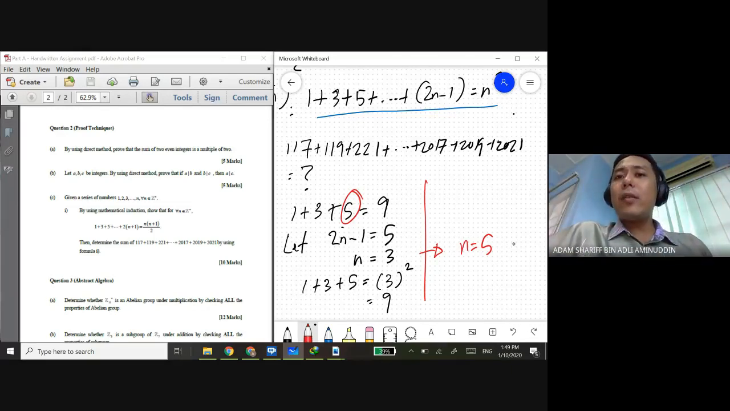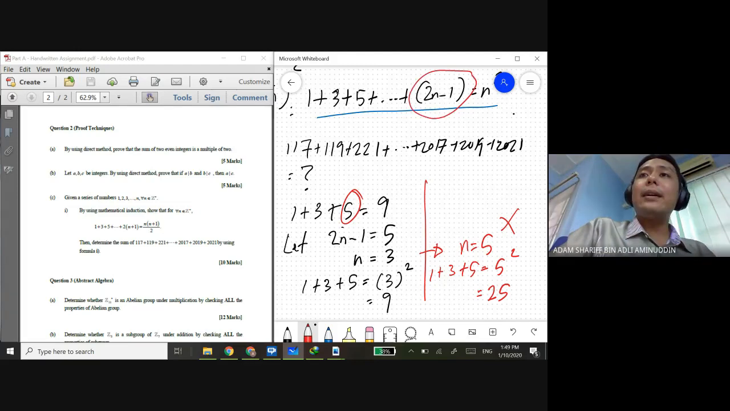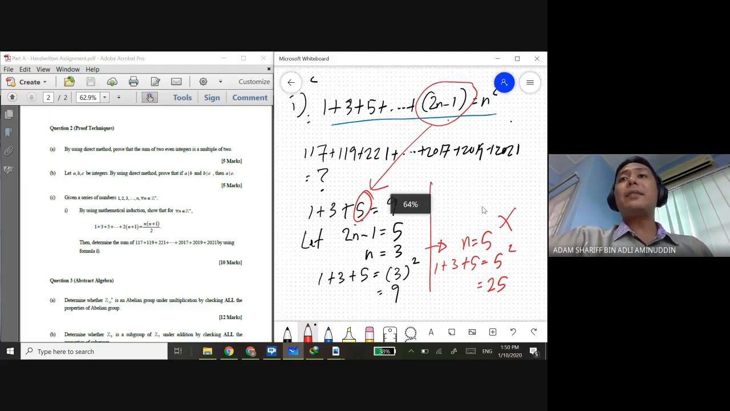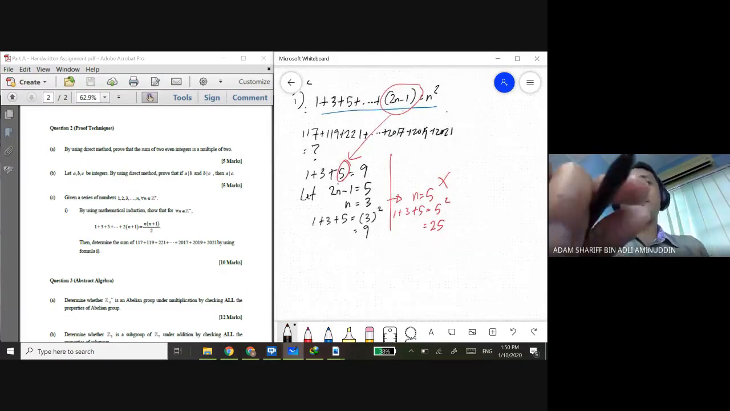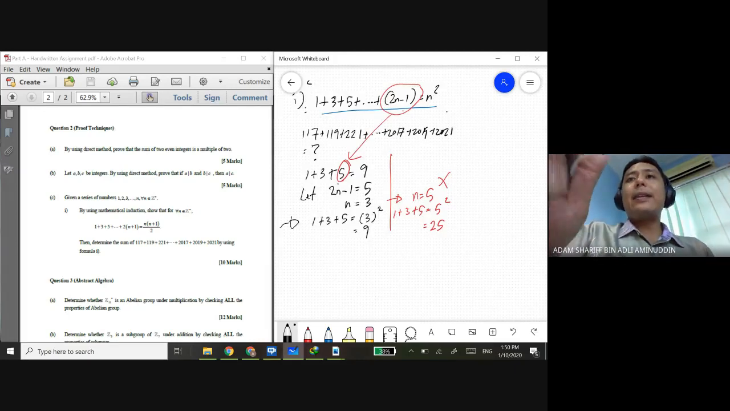Maka bila kalau student jawab macam ni, dia jawab 1 tambah 3 tambah 5 sama dengan 5 kuasa 2 sama dengan 25. Sudah? Tidak betul. It's incorrect. You take the last element here, you let it be the last element here. Right. Now, there is the first mistake that my students did, and I go to the next mistake. So the students who get this point correct, they do the second one.